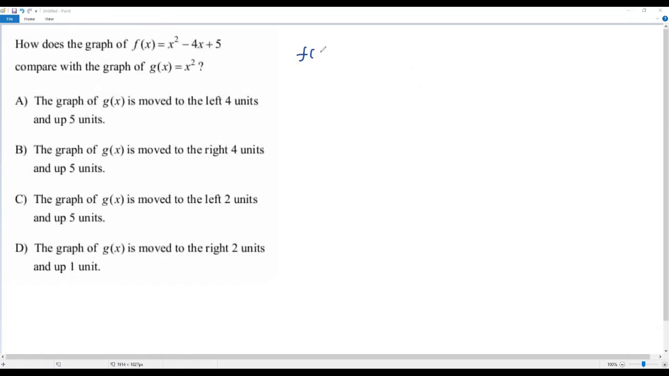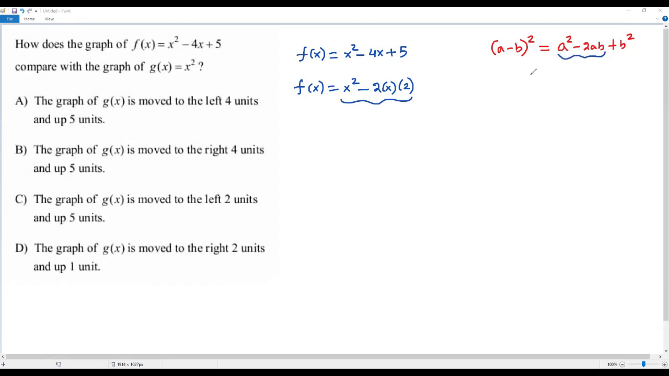Now let me take the function f(x) as it is. That is f(x) = x² − 4x + 5. Now let me consider an algebraic identity, the square of a binomial: (a − b)² = a² − 2ab + b². Let me write this −4x as −2 times x times 2. Here we may have a question: why do I have to write 4x as 2 times x times 2? Because I want to get an expression exactly in this form, a² − 2ab.